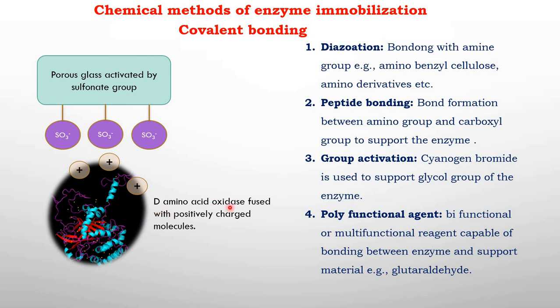For example, D-amino acid oxidase is fused with positively charged molecules. Now these positively charged molecules easily interact with this sulfonate group, and this enzyme can be immobilized onto the porous glass, which is completely inert, and we can store this enzyme for a long time by using this type of method.